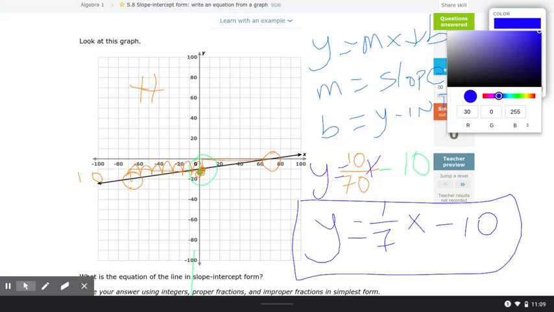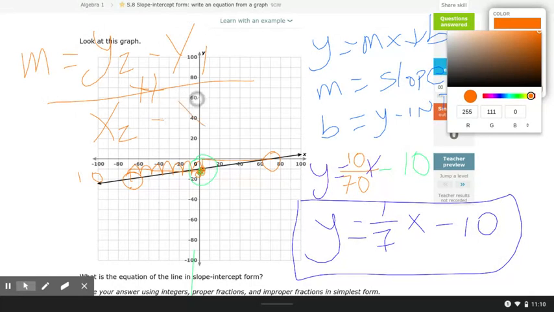So first thing, find your y-intercept: go on the y-axis and find where it crosses the y-axis. Then use rise over run to find your slope. We can either count like this, or you could have used the slope formula. Remember, the slope formula is m equals y2 minus y1 over x2 minus x1.